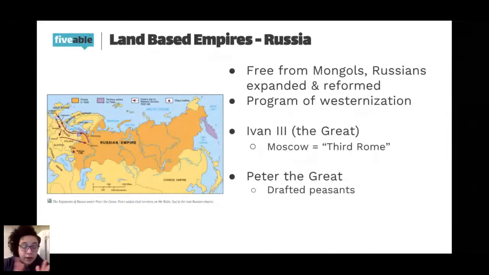A lot of the Mongol territory that they had, and the Russians are also going to really push for reforms and westernizing so that they can kind of catch up with the rest of the world.